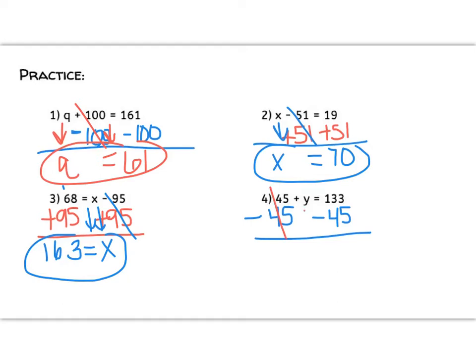I'm going to bring down my y. I'm going to bring down my equal sign, and then I'm actually going to subtract. 3 minus 5, can't do, borrow from the 3, make it a 2, and make this a 13. 13 minus 5 is 8, and 12 minus 4 is 8. So y equals 88.